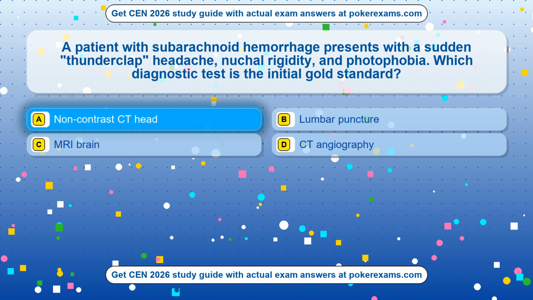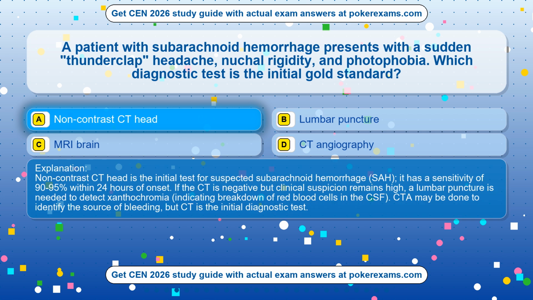Non-contrast CT head. Non-contrast CT head is the initial test for suspected subarachnoid hemorrhage, SAH. It has a sensitivity of 90 to 95% within 24 hours of onset. If the CT is negative but clinical suspicion remains high, a lumbar puncture is needed to detect xanthochromia, indicating breakdown of red blood cells in the CSF. CTA may be done to identify the source of bleeding, but CT is the initial diagnostic test.